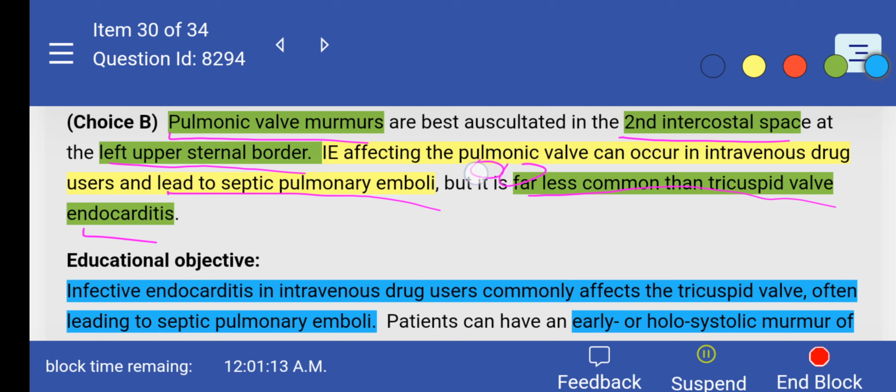Let me draw this for you so that it could be easy. Let's say on the left side we have the aortic valve, on the right side we have the pulmonic valve. So there is crossing of the sound: the aortic sound would be transferred to the right side of the heart in the second intercostal space, and the pulmonic sound would be transferred to the left side in the second intercostal space.